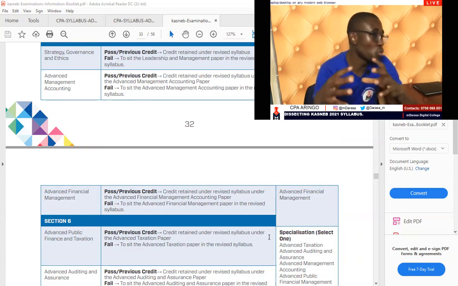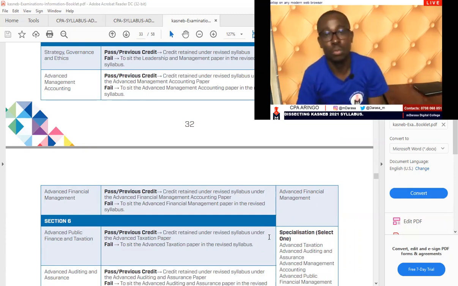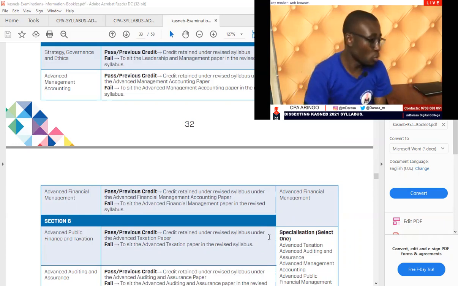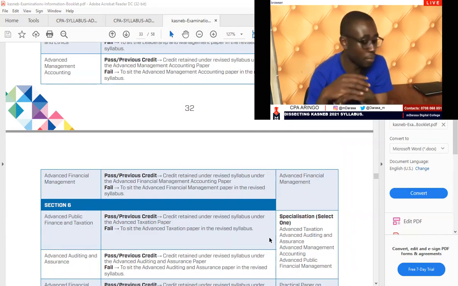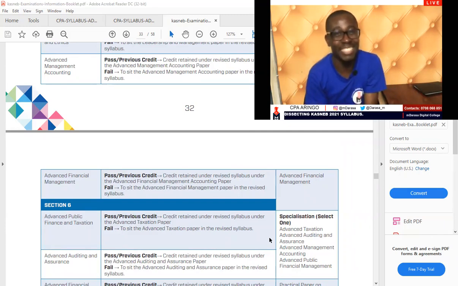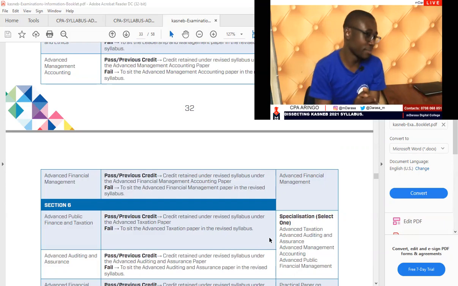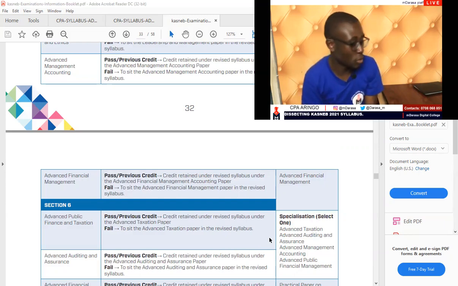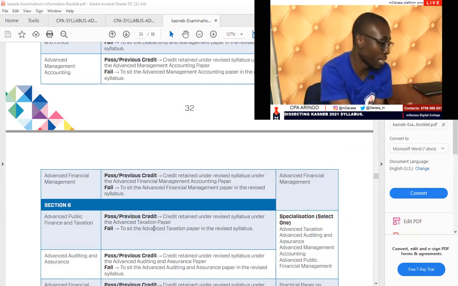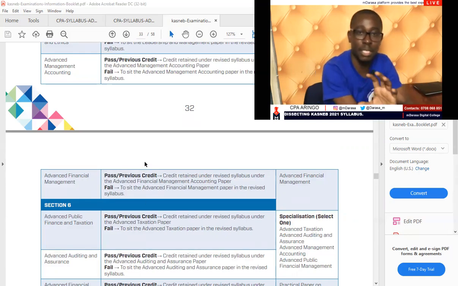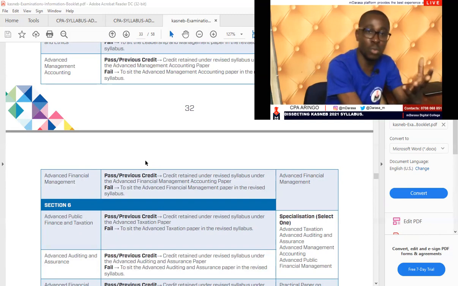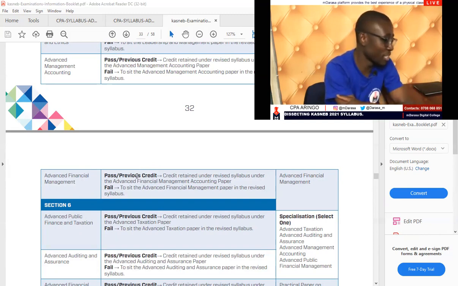And for those students who are in section 6 now, assuming you passed, you're going to retain your credit. Assuming you're doing advanced public finance taxation and you passed, you are going to retain your credit as it is. Or, of course, if you clear all of section 6, you're going to clear the CPA as a whole as it is, right?